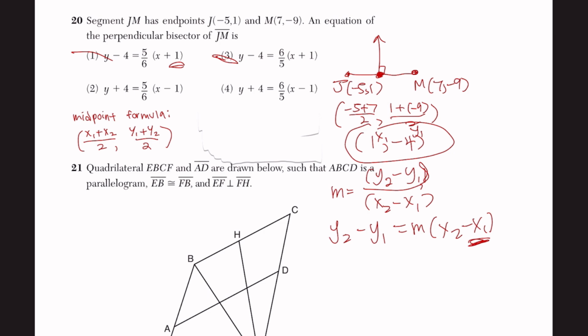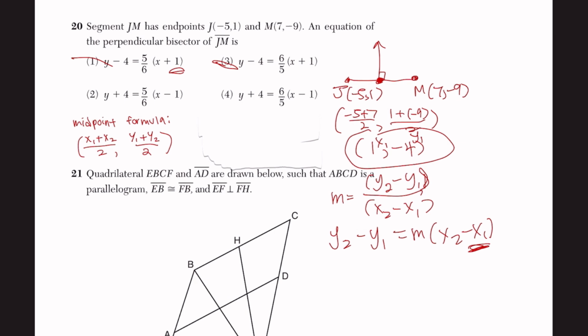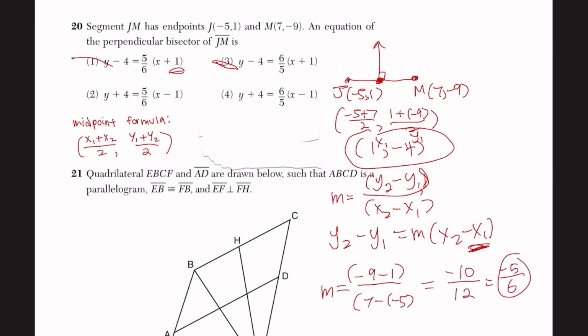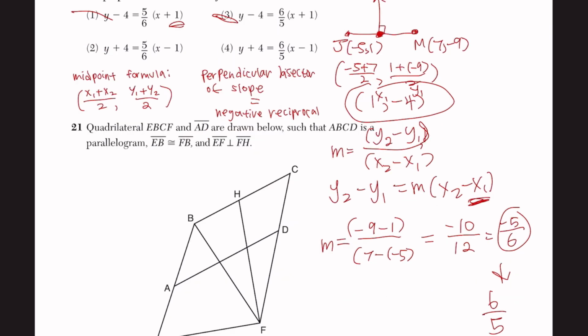Since we're given the coordinates for J and M, we can use them to find the slope of the line JM, right? So the slope of JM is going to be... So the slope for JM is this, right? To find the slope of the perpendicular bisector of JM, we can use this slope and just find the negative reciprocal of it. The negative reciprocal would be 6/5. Looking at the answer choices, the only answer that has 6/5 as the slope is 4. So the answer choice is number 4.